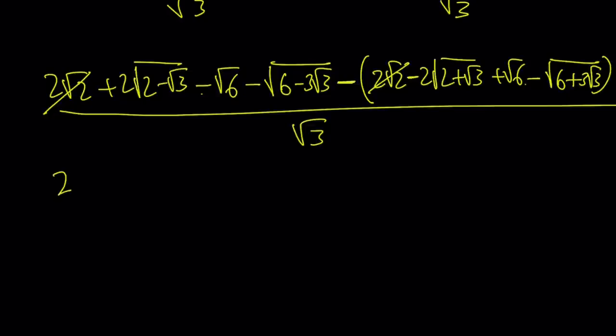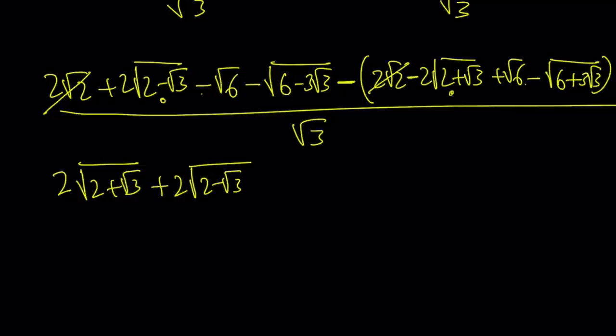So let's go ahead and write that first. 2 times the square root of 2 plus root 3 plus 2 times the square root of 2 minus root 3. That takes care of this one and this one. We have root 6 minus root 6 minus root 6. That's going to be a minus sign.